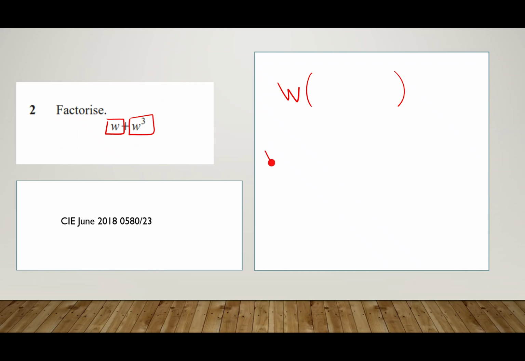Now I'm going to find the terms in the brackets. So I need to think w times by something is equal to w. Now this often throws people, but what you need to think about is in order to keep something the same, we multiply it by 1. So my first term in my bracket is going to be a 1. My next expression, I need to think what times w is going to give me w cubed. So in this case, I need to multiply w by w squared. So the second part in my bracket is going to be a w squared. If you think to yourself, w times w times w is w cubed.